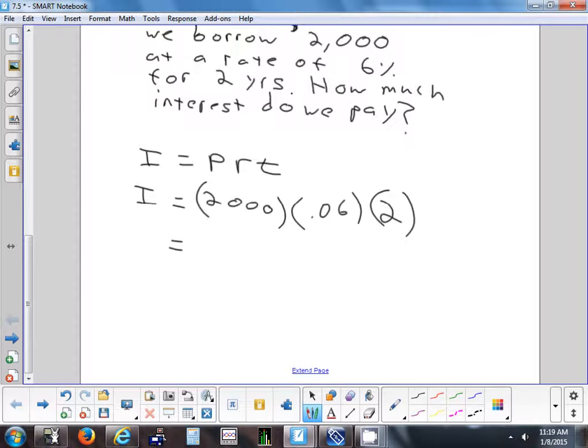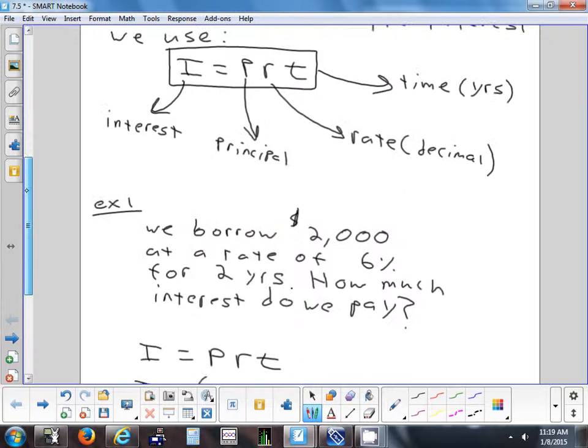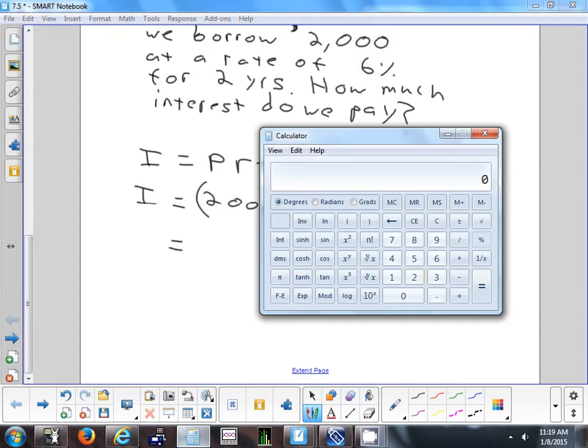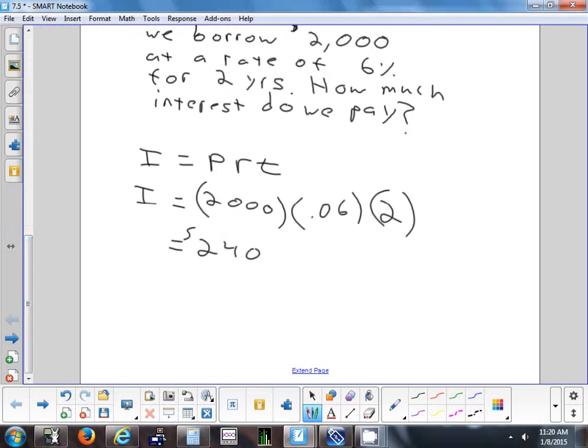So let's see how much we would end up paying back in interest if we borrowed $2,000 at 6% for 2 years, assuming simple interest. This is a simpler formula. So it's 2,000 times 0.06 times 2. It doesn't seem like too much money: $240. So you're going to pay back the bank the $2,000 plus $240 in interest. Any questions on that?